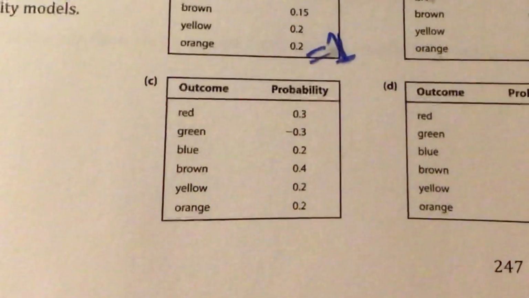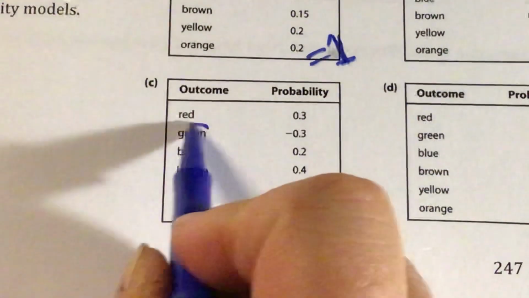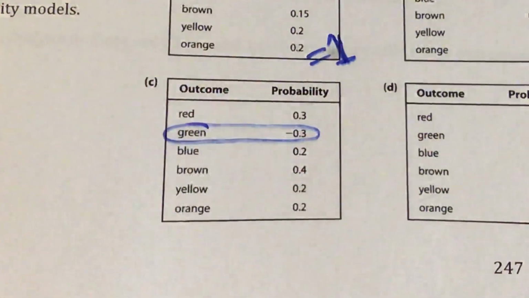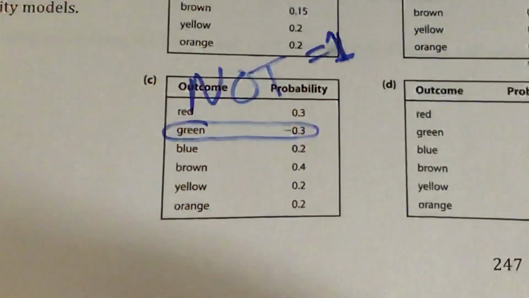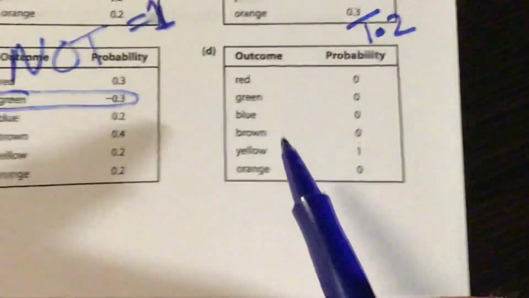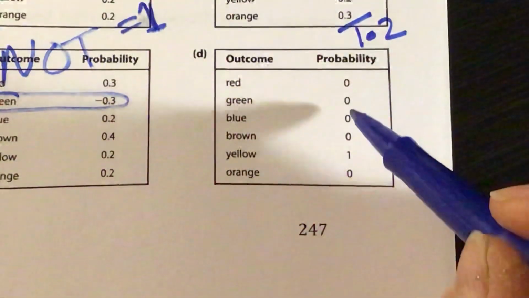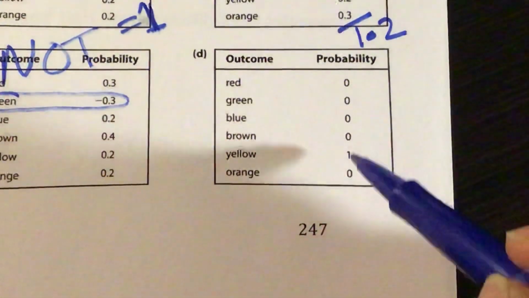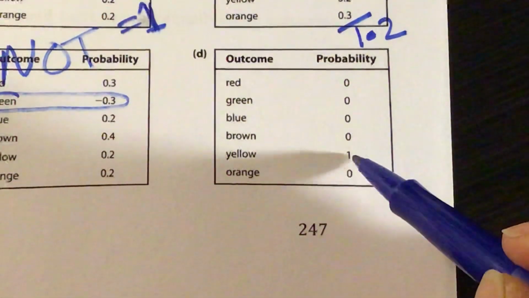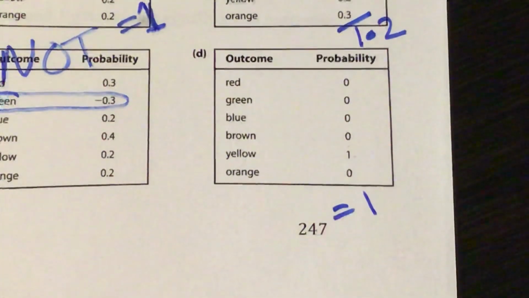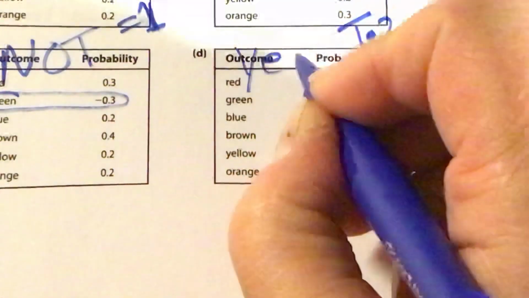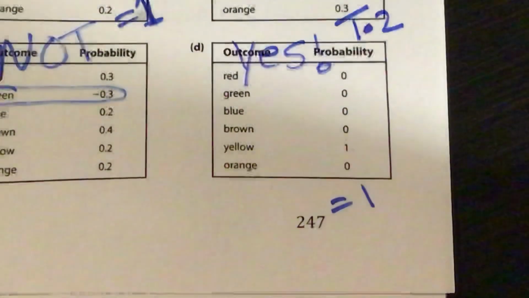In the next one, I notice my green has a negative probability, so this is no. It is not a probability model. And the last example, if I add up all my probabilities, which are all positive or 0, I get 1. So basically, this is just a bag of yellow M&Ms. And yes, this is a probability model.